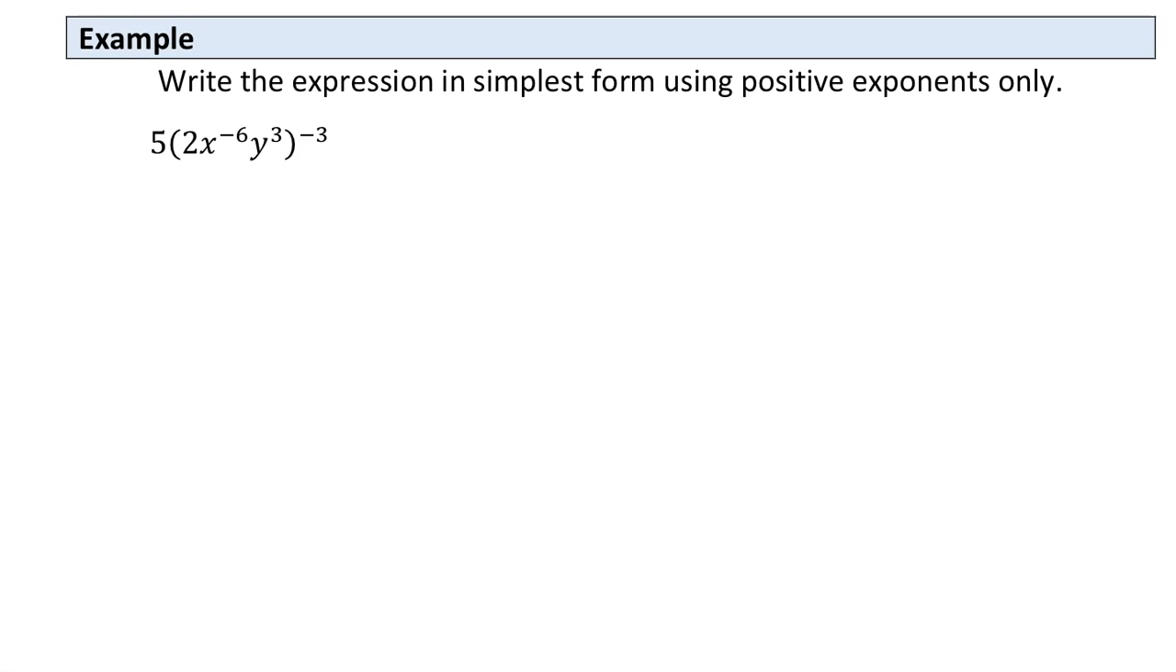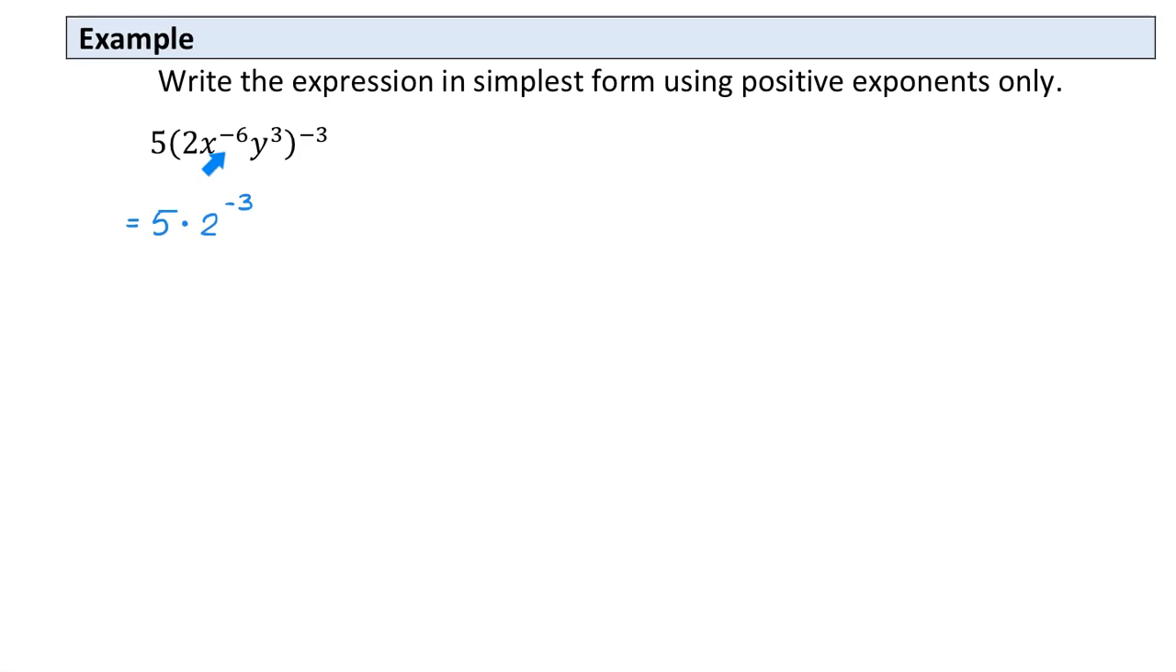In this example, we have 5 times, in parentheses, 2, x to negative 6, y to the power of 3, all raised to negative 3. Just like in the previous example, all that we have inside the parentheses will be raised to the power of negative 3. So then, let's bring down 5. Then we will raise 2 to the power of negative 3.